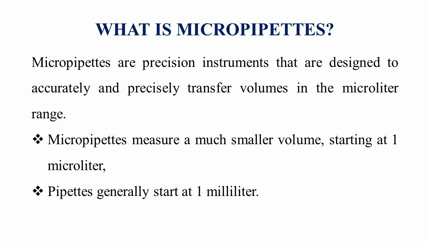The definition of a micropipette is: micropipettes are precision instruments that are designed to accurately and precisely transfer volumes in the microliter range. Pipettes and micropipettes are used to measure and deliver accurate volumes of liquid. The difference between the two is that micropipettes measure a much smaller volume, starting at 1 microliter, while pipettes generally start at 1 milliliter.